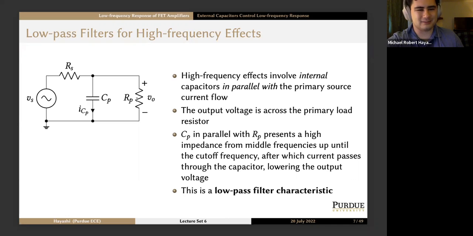So we see a roll off of our output. And this is the low pass filter characteristic. So capacitors in parallel with our load basically produce a low pass characteristic.